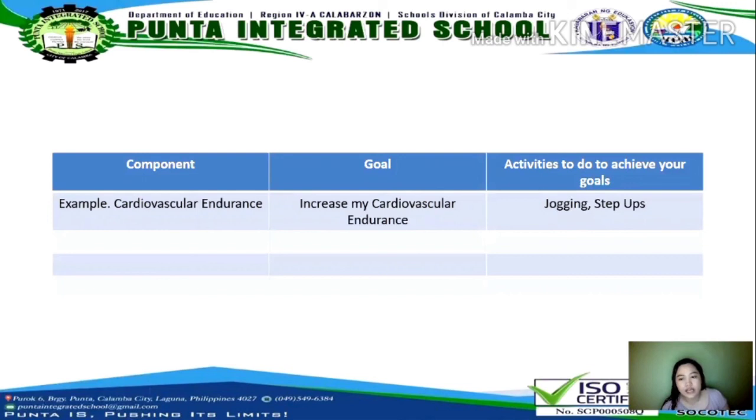You can write that on your notebook. Do this for 10 minutes. Okay, don't worry, this is only a proposal. There is no wrong answer.